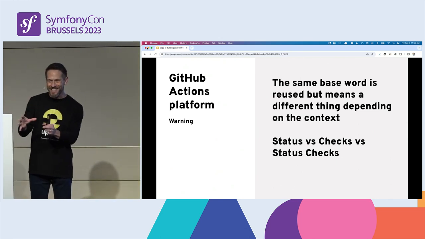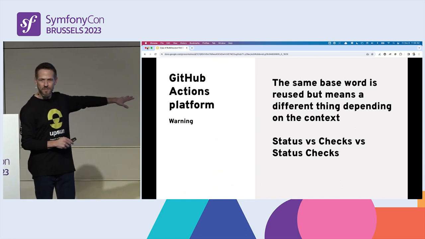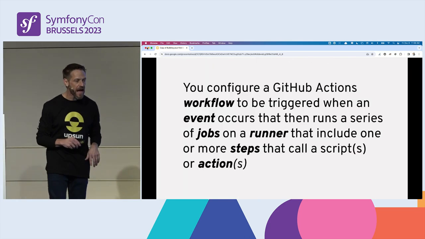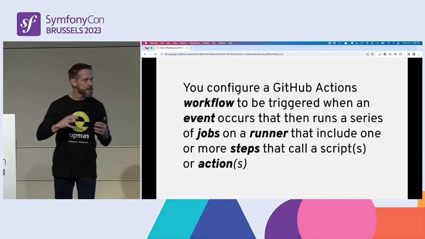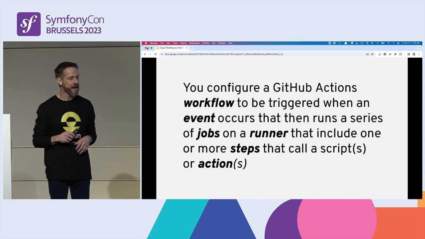If what you're seeing doesn't match what you're reading in the docs, you may have come across one of these similar situations. All right, so we've got workflows, events, runners, jobs, steps, and actions. How do these pieces all fit together? Well, we configure our automation in a workflow file.